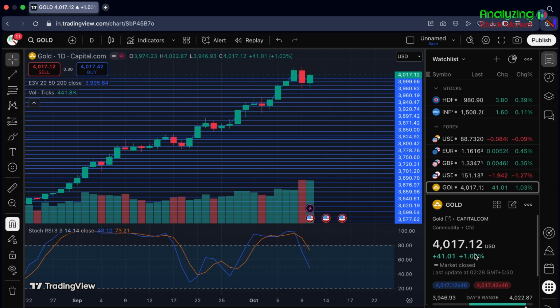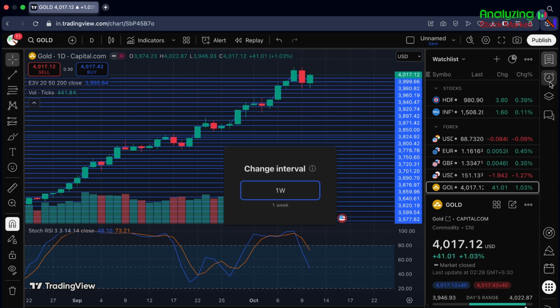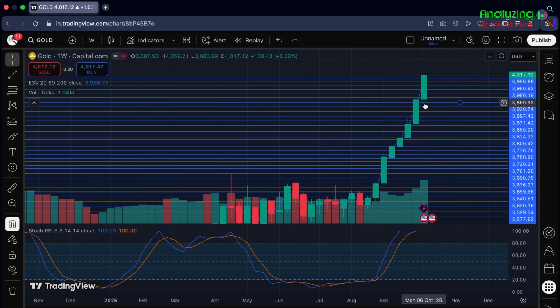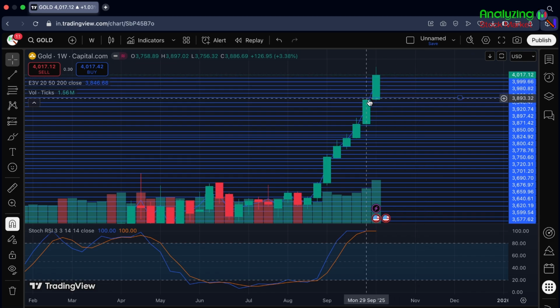So let's check the weekly chart first. Let's open a weekly chart over here. So this is a weekly chart. In this weekly chart we can see a good bullish candle with a small lower wick and a medium upper wick. Currently, stochastic RSI is around 100, which is indicating an overbought level.